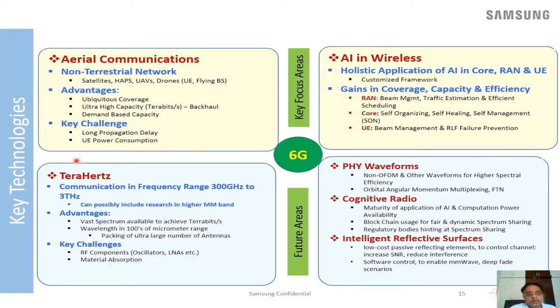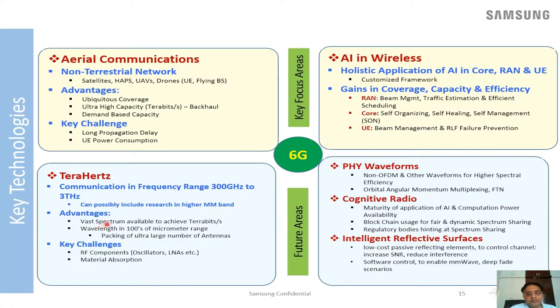So another important key technology which I would not be covering in this topic is terahertz communication. This is communication in the frequency range of 300 gigahertz to 3 terahertz, and this is pretty much like the mmWave in 5G. Now we're moving towards terahertz waves in case of 6G, right? Of course there's vast spectrum availability in that terahertz range.